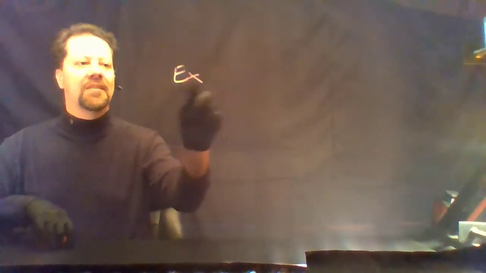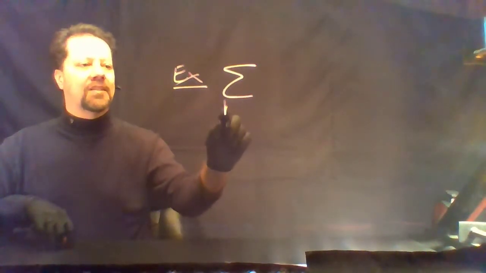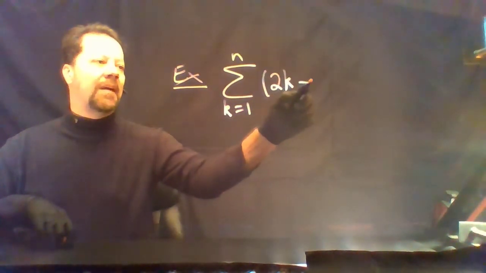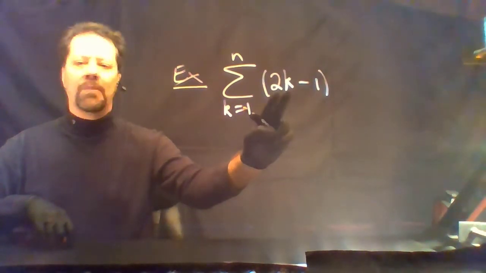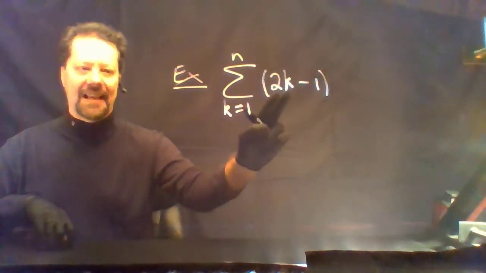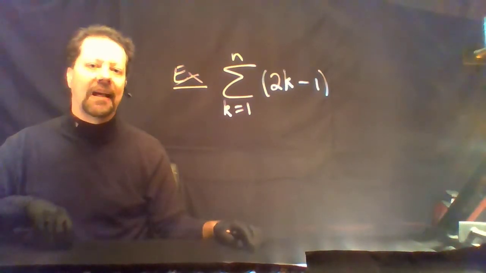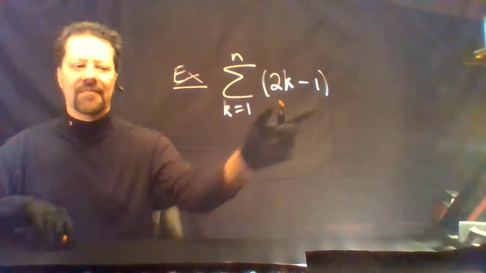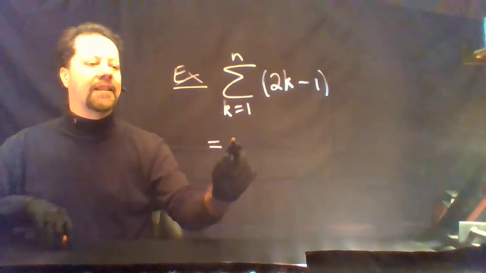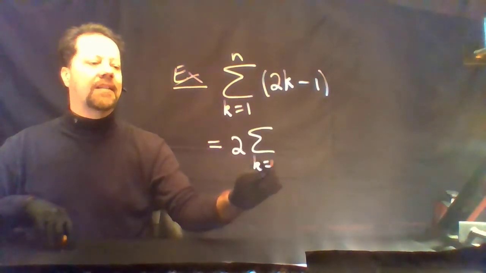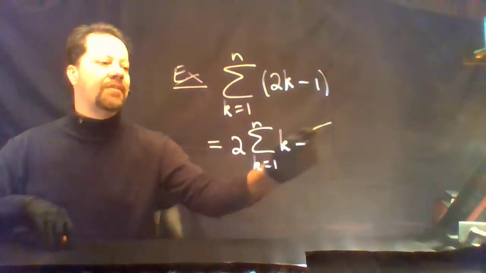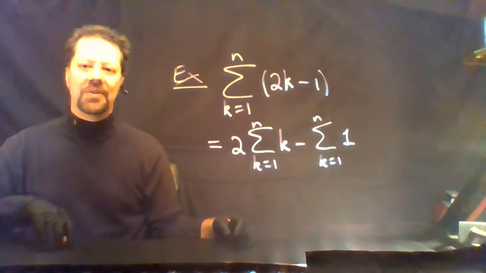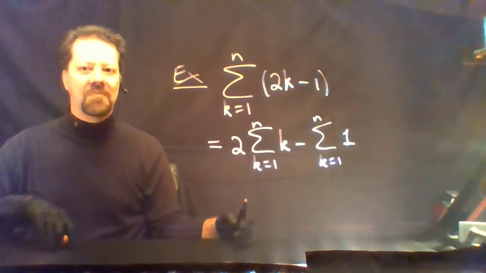Using these formulas, consider the following. The sum, as k goes from 1 to n, of 2k minus 1. If I multiply a natural number by 2, I get an even natural number, and if I then subtract 1, I get an odd natural number. All of the terms in the sum will be odd. However, I can rewrite this as twice the sum, as k goes from 1 to n of k, minus the sum, as k goes from 1 to n of 1, using those laws from the last theorem.